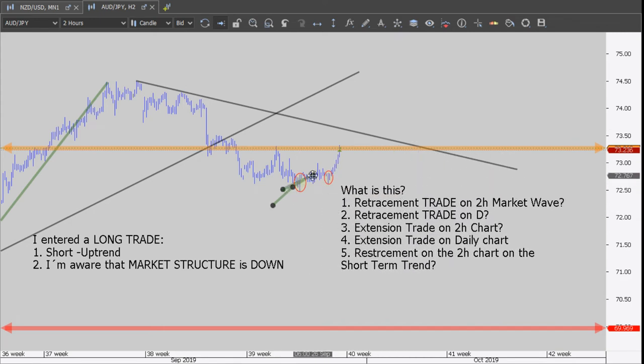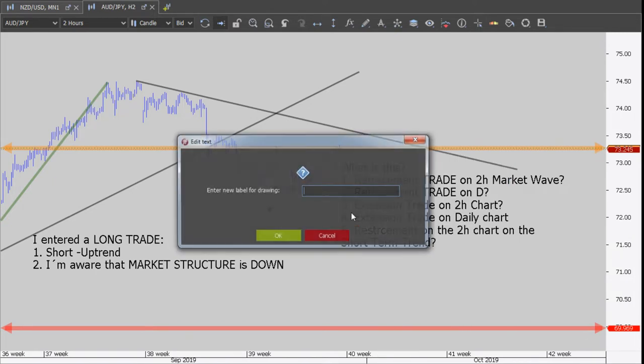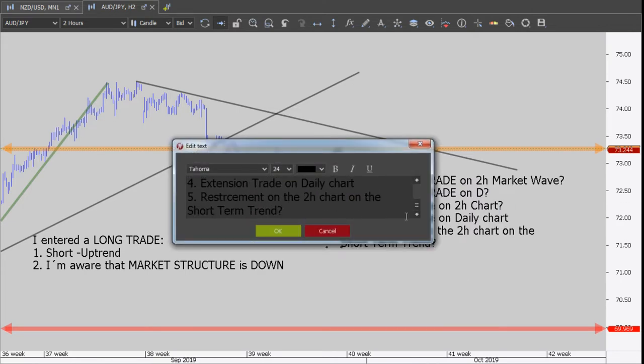Now, what is this? We entered a long trade in here. So what is this? So the market is moving up, right? It's making, I don't know, higher highs, higher lows on a smaller scale. Now, what is this? Is this a retracement trade on the 2-hour market wave? Is this a retracement trade on the daily? Is this an extension trade on the 2-hour chart? Is this an extension trade on the daily chart? Or number 5, is this a retracement trade on the 2-hour chart on the short-term trend? What is this? You can say 1, 2, 3, 4, 5. You can say I don't know.